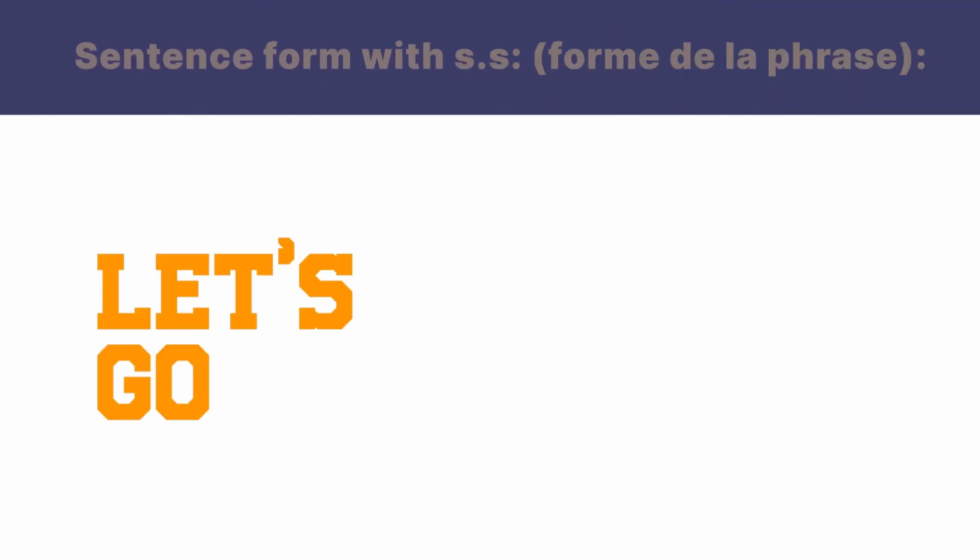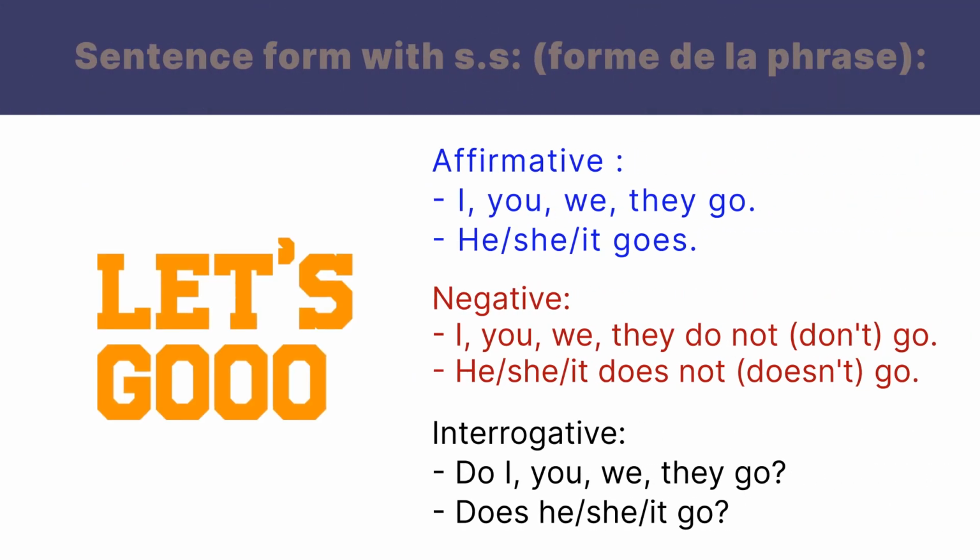Sentence form with simple present. Affirmative: I, you, we, they go. He, she, it goes. Negative: I, you, we, they do not, don't go. He, she, it does not, doesn't go. Interrogative: do I, you, we, they go? Does he, she, it go?